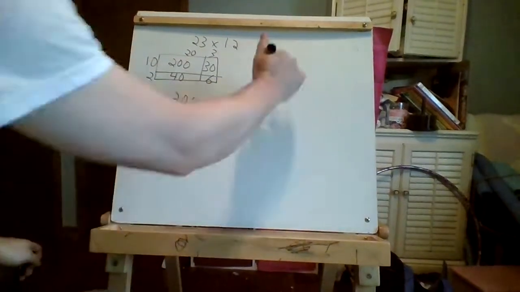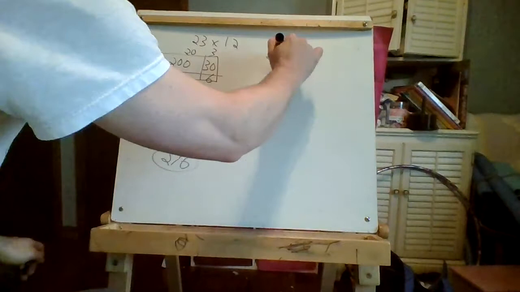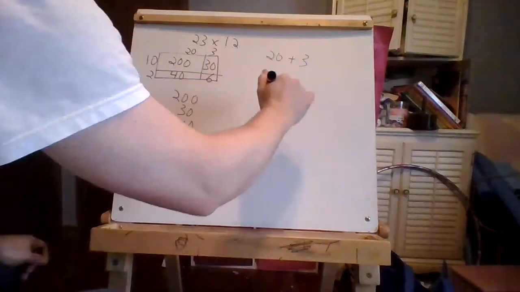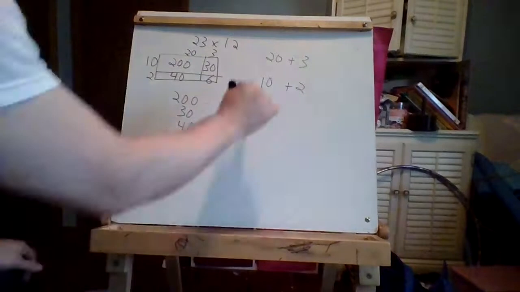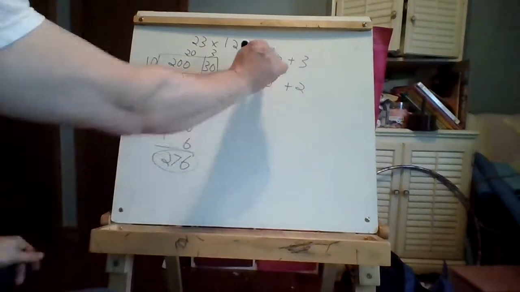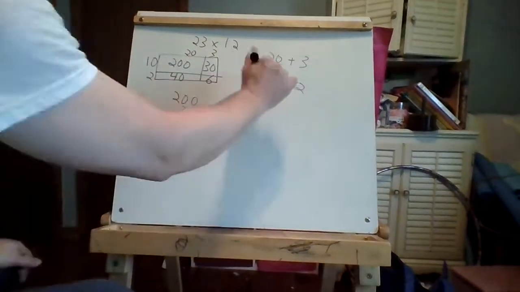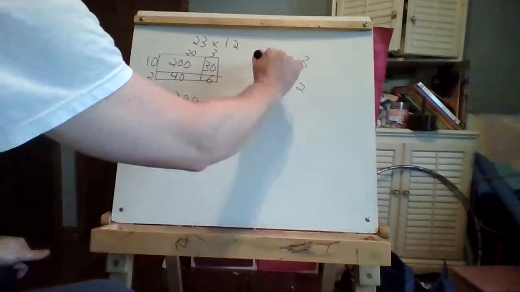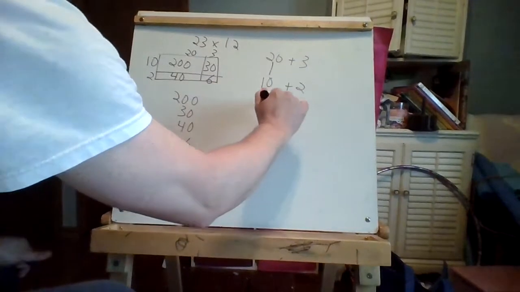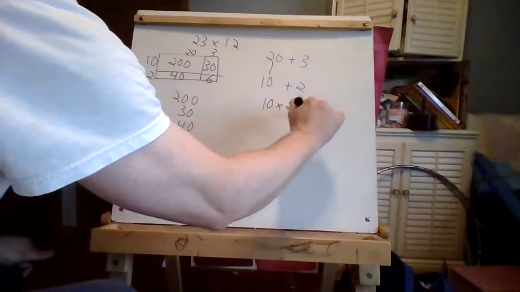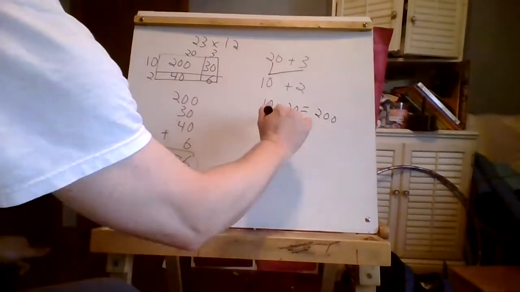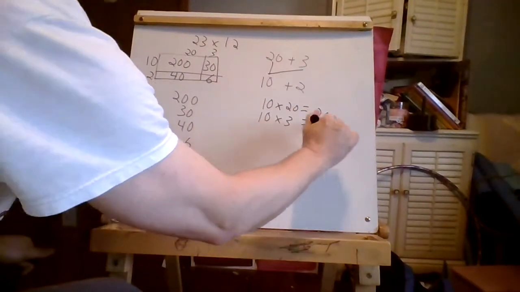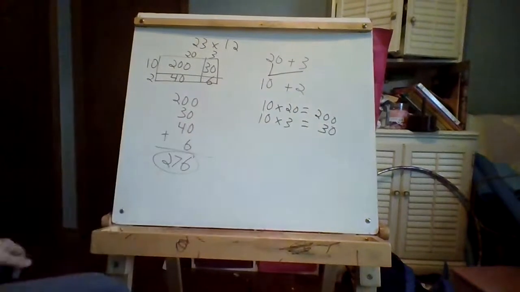And then doing it this way, I would do 20 plus 3, because that makes 23. And 10 plus 2 makes 12. Now you're going to multiply each of these numbers on the bottom times each of the numbers up on top. So we have 10 times 20. That's 200. And then I'll do 10 times 3 equals 30. You can see you're getting the same numbers over there.